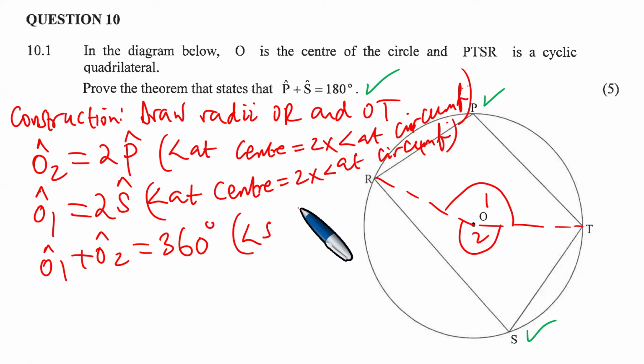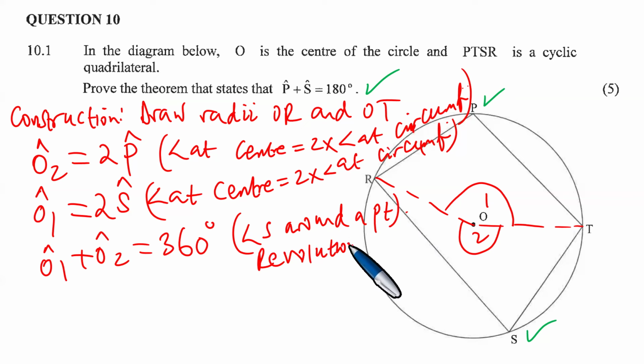Well done. Yes, angles around a point. You can say angles around a point, or if you want to say, it is a revolution. So you can study it in 2 ways. This O1 plus O2 is 360 degrees because of the angles around a point, or you can say it's a revolution.